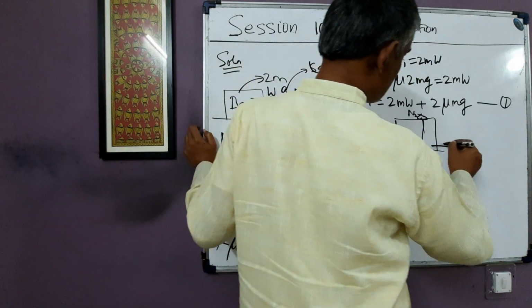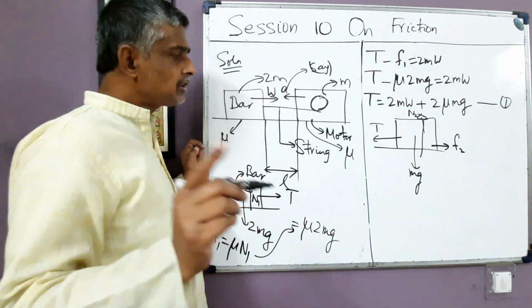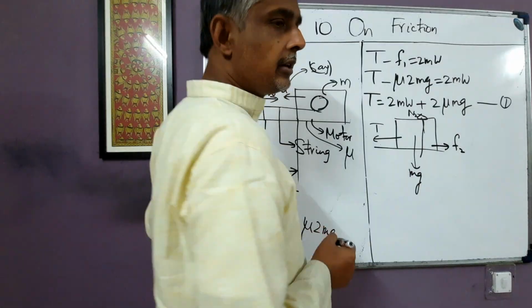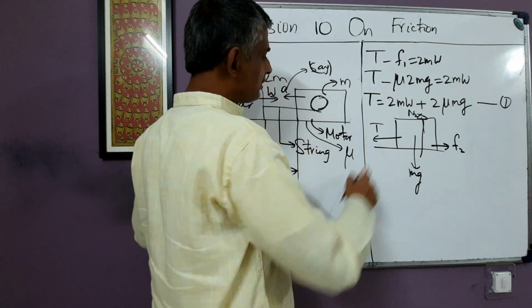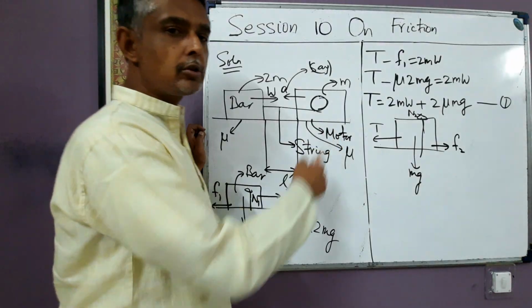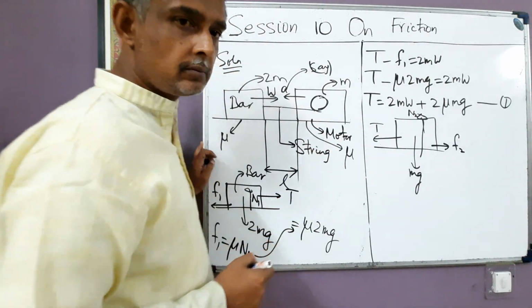So the ground will exert a friction F2 on the block towards the rightward direction. Now, one thing should be made very clear: how do we know whether this block of mass m will accelerate or not? Will it move on the ground or not? That is, will it slip on the ground surface or not? How do we know that?